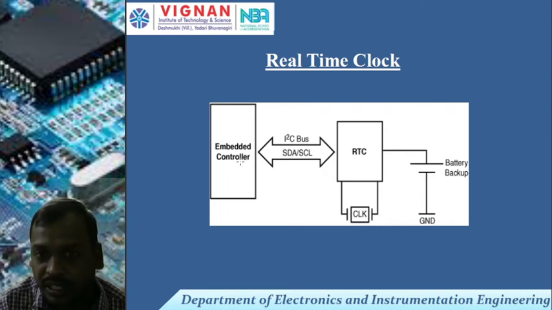The embedded controller and the RTC itself are connected through the I2C bus, with SDA and SCL: serial data line and serial clock line. I2C means inter-integrated circuit. It communicates between master and slave devices. The real time clock maintains the current year, time and date, and the data is given to the microcontroller. It is bidirectional, communicating from master to slave and slave to master.